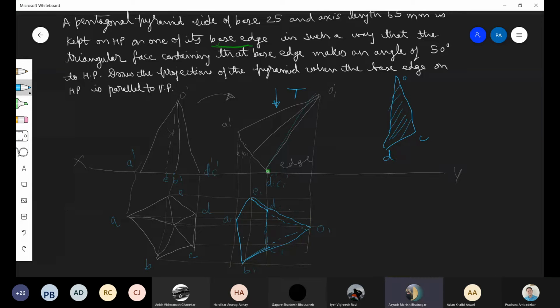Sir, angle between the HP and this line. Point D, sir. Point D. How can it be? How will an angle be formed from point D?